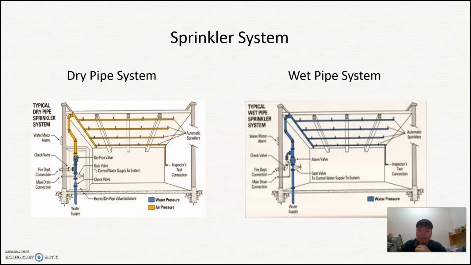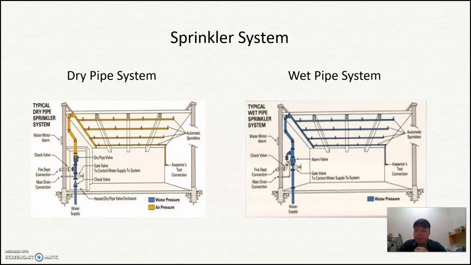Okay, the sprinkler system is differentiated into the dry pipe system and the wet pipe system. The wet pipe system operates when an automatic sprinkler is exposed for sufficient time to a temperature at or above its temperature rating. The heat sensitive element releases, allowing water to flow from the sprinkler.